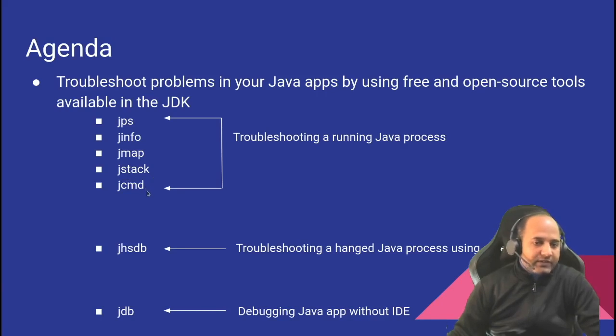And jcmd is the command which has a lot of features available in jps, jinfo, jmap, and jstack. This is one command. If you want to learn, go ahead and learn this command today. Then the next category, jhsdb.